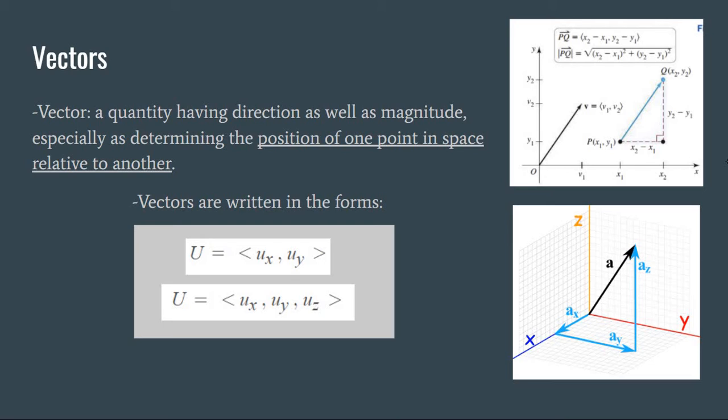Vectors play a huge role in the content we cover in Calculus 3. A vector is defined as a quantity having direction as well as magnitude, especially in determining the position of one point in space relative to another. Vectors are written in the following forms. The first one is for 2 dimensions, and the second one is for 3 dimensions, and the images on the right display vectors in both 2D and 3D on graphs.